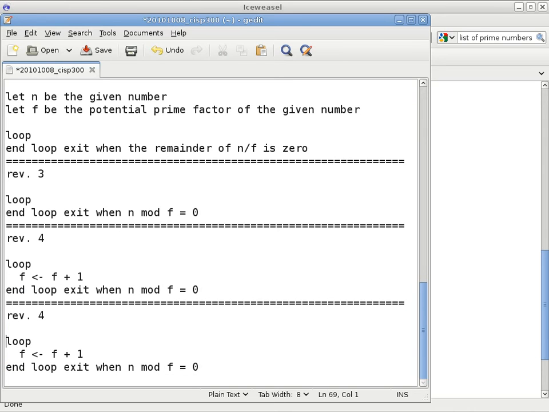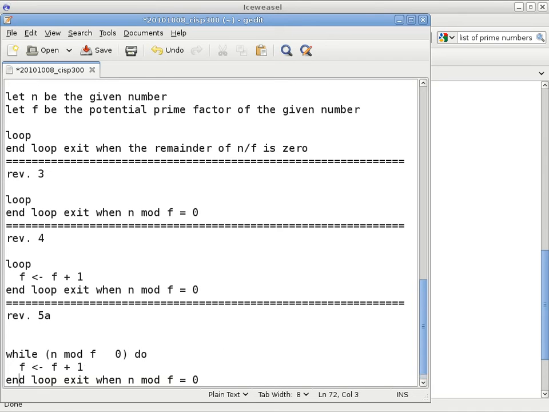And we have not identified whether this loop should be a pre-checking loop or a post-checking loop. So to finish this up, there are 2 ways to finish it. Okay, so I'll talk about the 2 ways. 5a is to use a pre-checking loop. If you want to use a pre-checking loop, then you have to say while n mod f blah blah blah 0 do. And while, what do you think should be that blah blah blah here?